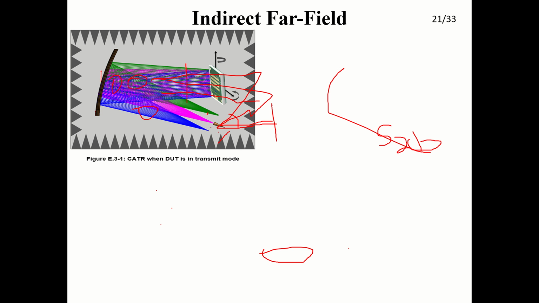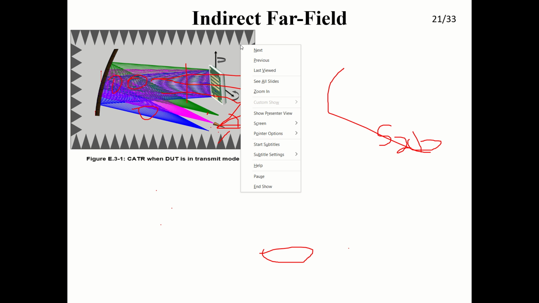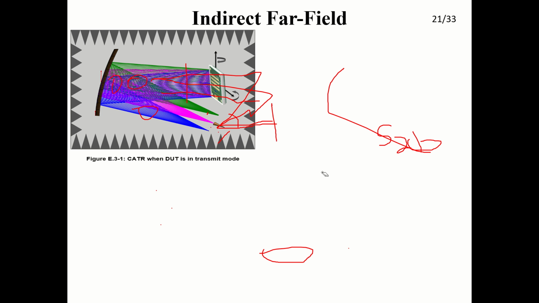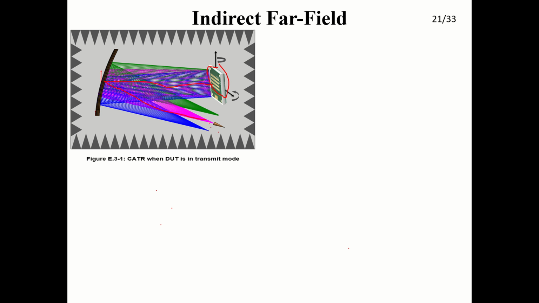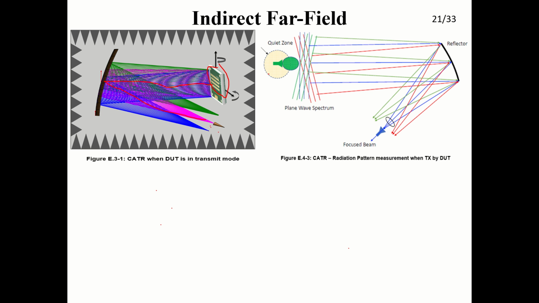Next is the ray diagram, ray optics. You can use some software like Tikra, in which you can find out ray optics as well, the ray diagram. This is called the ray optics method. It shows how the signal is transmitted and then received. This is the device under test, you have the feed here and the reflector here. This is how it will look. It is another way of representing radiation pattern measurement.